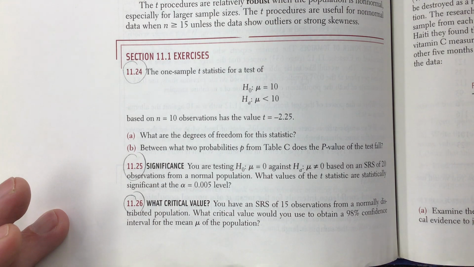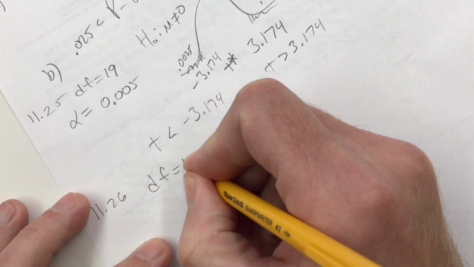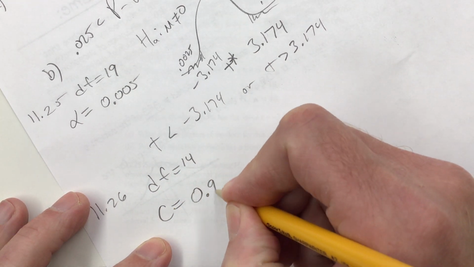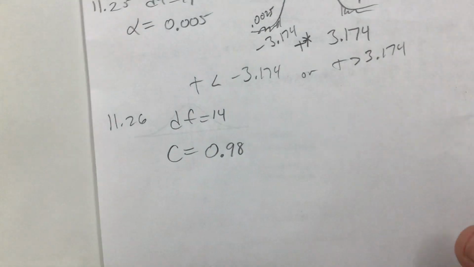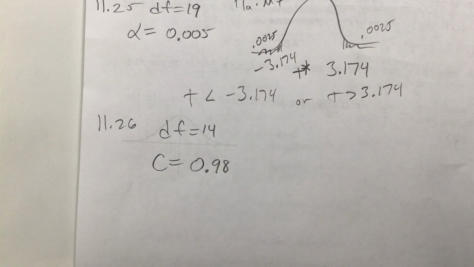So degree of freedom would be 14. And my confidence, 98%. Kind of a strange confidence, but they do that sometimes just to see if you can properly read the table, right?